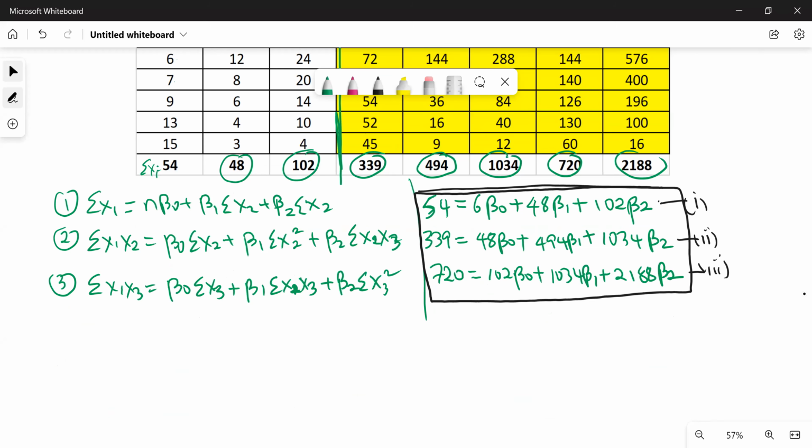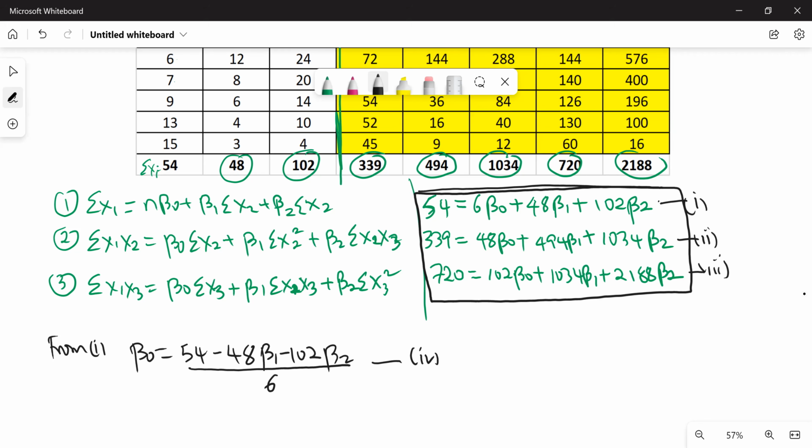So from equation 1, I want to express beta naught in terms of the other values. From equation 1, we can say that beta naught is equal to 54 minus 48 beta 1 minus 102 beta 2, divide everything by 6. That is the value of beta naught. You can call this equation number 4.